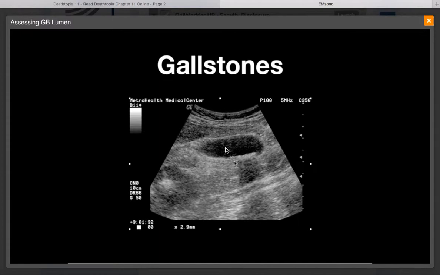It's important to use the highest frequency possible and set your focal zones at the level of the stones in order to maximize the chance of documenting posterior acoustical shadowing. Using a lower frequency setting and having incorrectly set focal zones may lead to lack of shadowing for stones larger than 3 millimeters, and this may cause you to not diagnose a stone when there was one present.